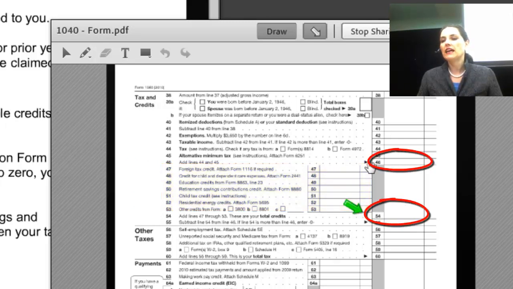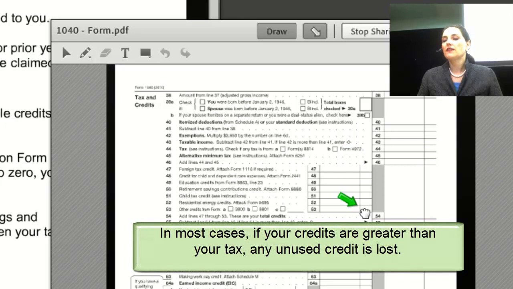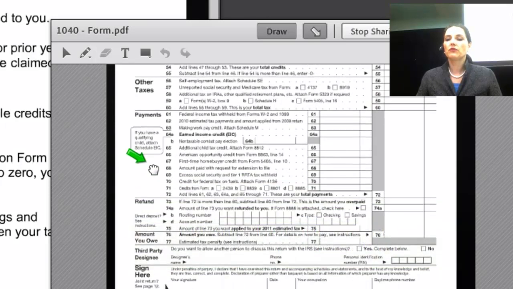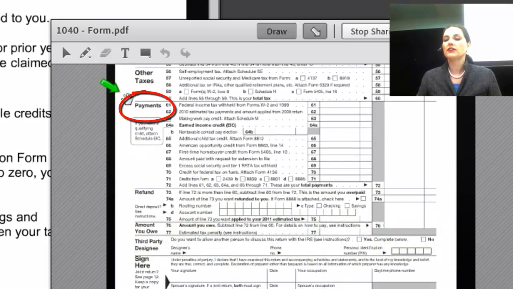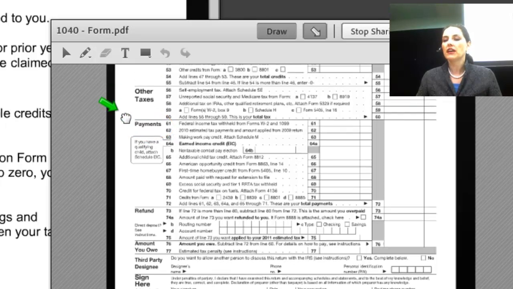Line 54 can never be more than line 46. So this is where it's possible in limited situations where you might have credits that are greater than your tax that you could then carry forward the unused credit to the next year. But in most situations, if the credits are more than the tax, then the credit that is not used is lost. Let's compare that with refundable credits that are recorded under the payments section of Form 1040. With refundable credits, it really doesn't matter what your tax is.